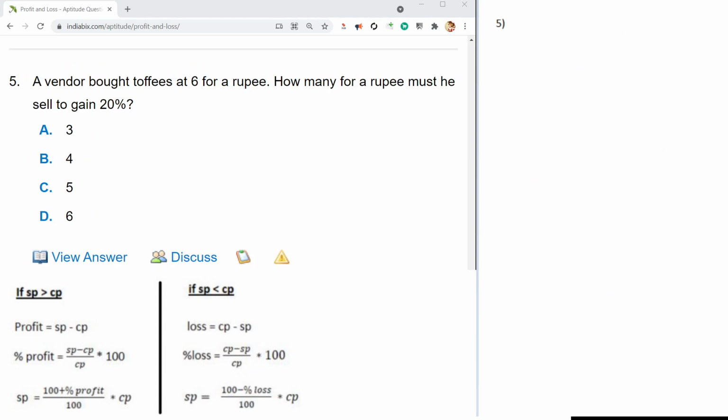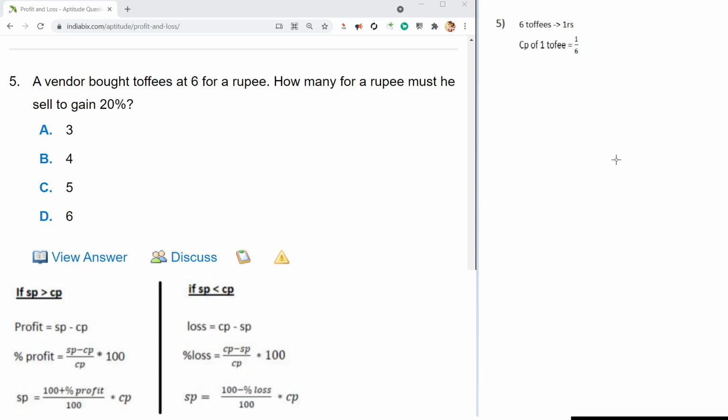Let's see problem number 5. A vendor bought toffees at 6 for a rupee, which means for 1 rupee we get 6 toffees. 6 toffees cost is 1 rupee. How many for a rupee must he sell to gain 20%? Gain is 20%. Then for a rupee, how many should he sell?